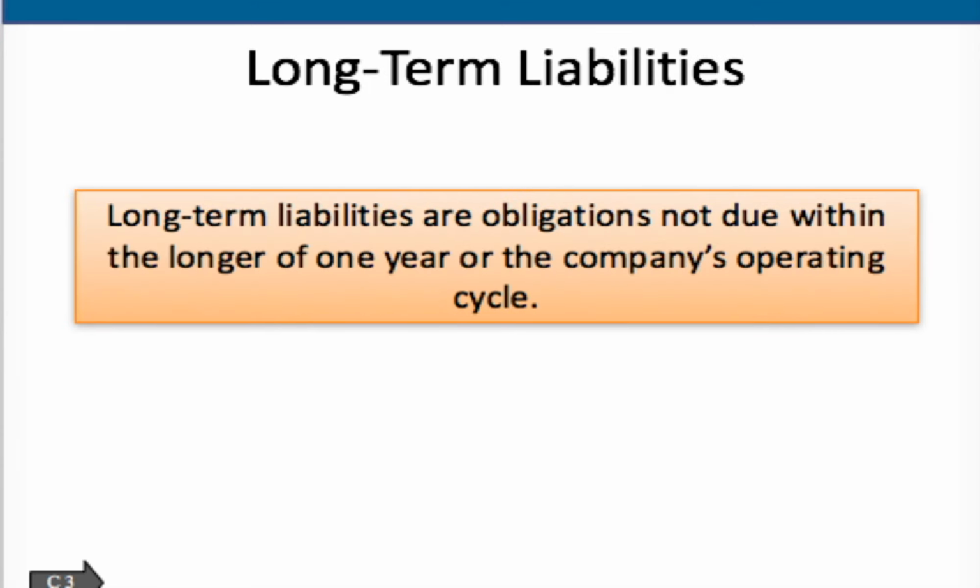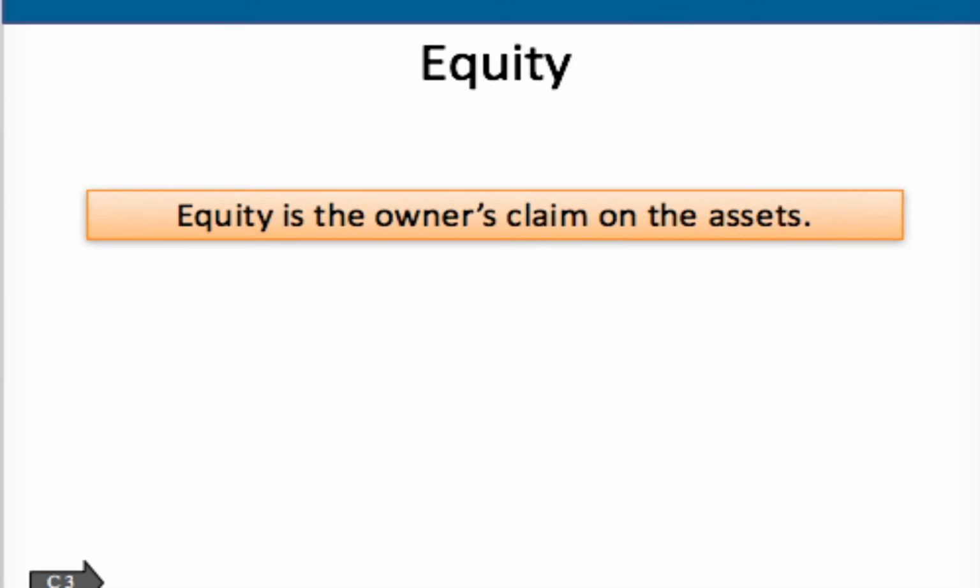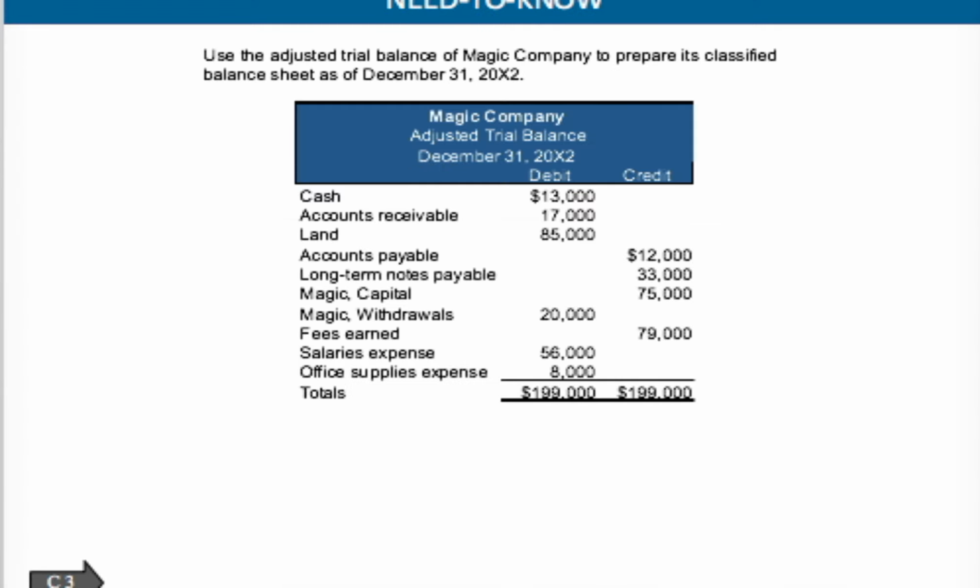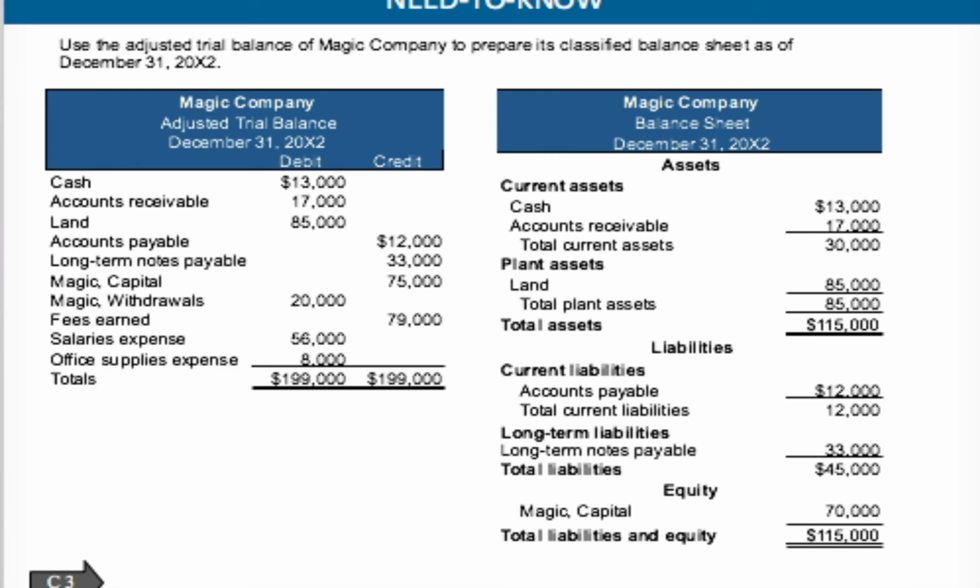We talked about what current liabilities are already. So long-term liabilities are anything longer than the current liabilities. Equity, again, we've talked about this. This is just the owner's claim on assets. So here we're going to use the adjusted trial balance to prepare a classified balance sheet as of December 31st. So a classified balance sheet includes subtotals for current assets versus plant assets and current liabilities versus long-term liabilities. Current assets, we talked about what the definition for that is. We talked about the definition for all of these.